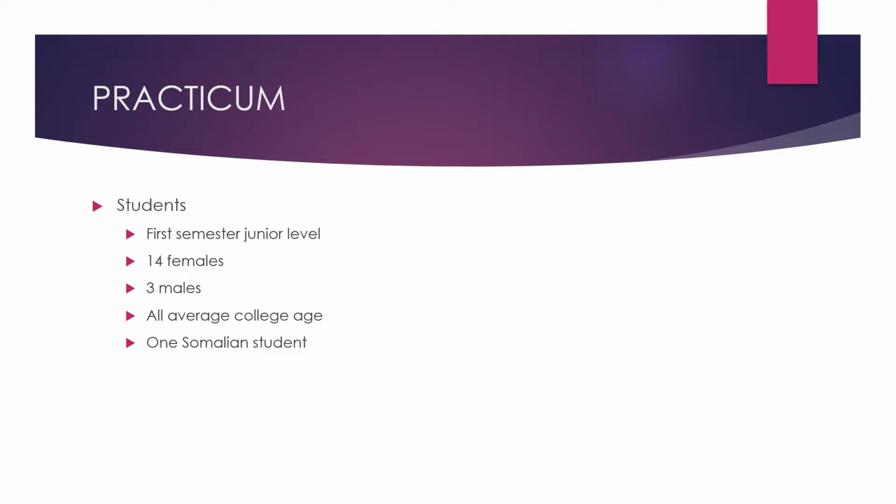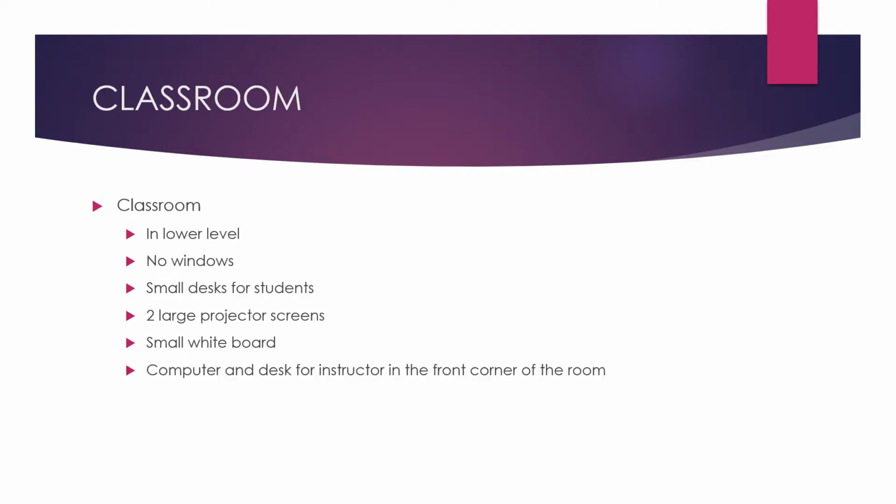The students in the class are first semester junior level students. There's 14 females and 3 males. They're all average college age. There wasn't a wide range of age, and ethnicity-wise, there's 1 Somalian student.